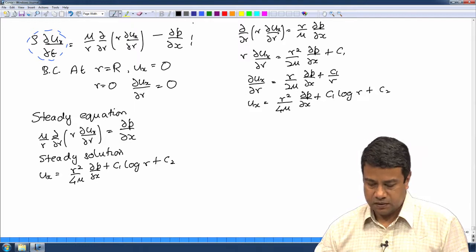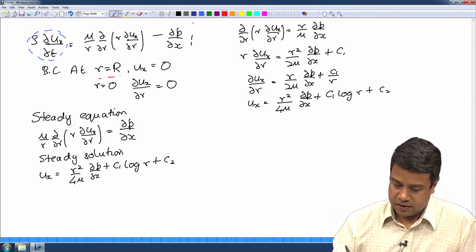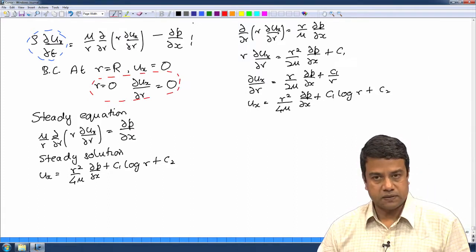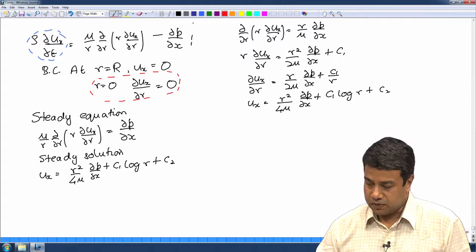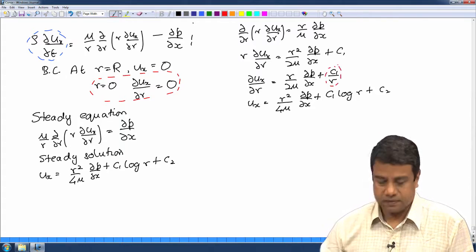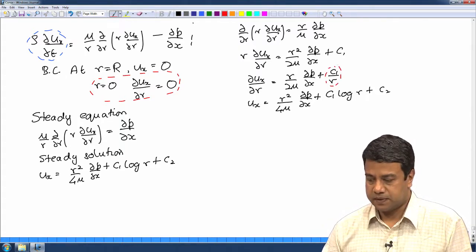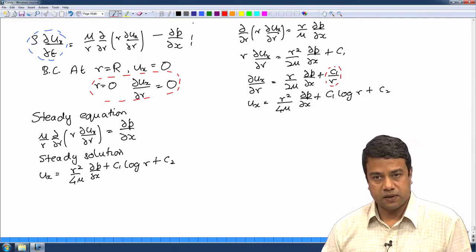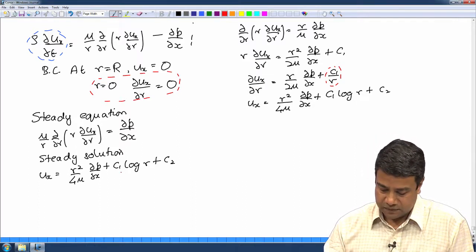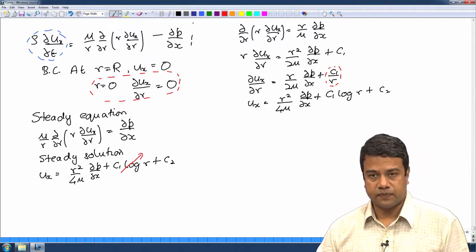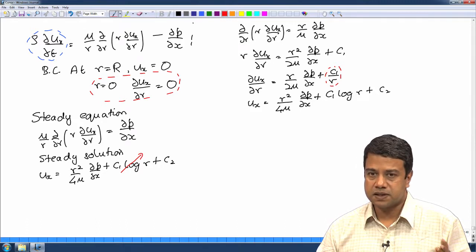We know that at the center dux by dr is equal to 0. That will be true only if C1 is equal to 0. Therefore, this logarithmic term has to be equal to 0, because log of r in the limit as r goes to 0 goes to infinity. So, if C1 is non-zero, this velocity profile does not satisfy the condition that the velocity has to be finite at the center.